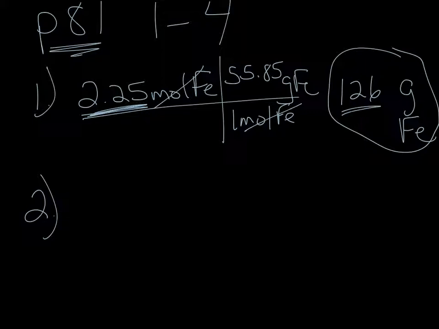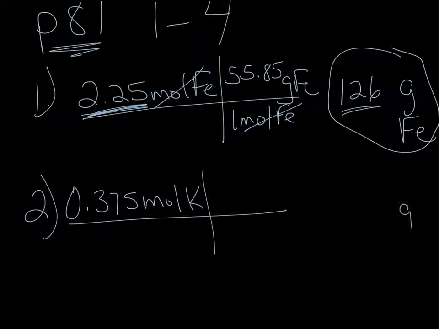I think I'm going to have to take a pause here to finish. I think I'll get number 2. What is the mass in grams of 0.375 moles of potassium? So we're looking for grams of potassium in 0.375 moles of potassium.